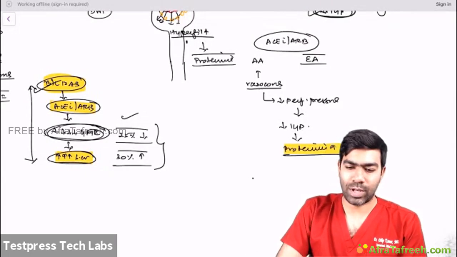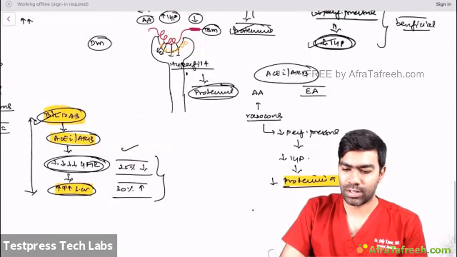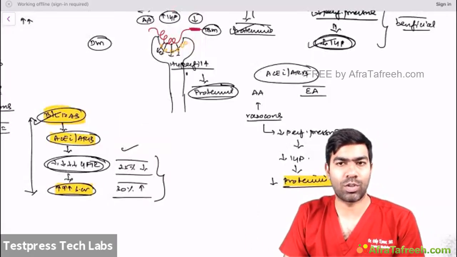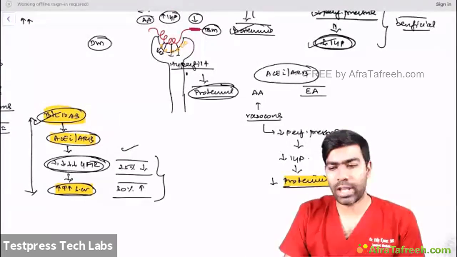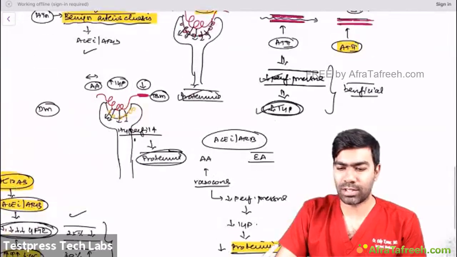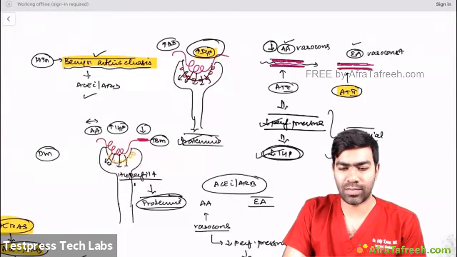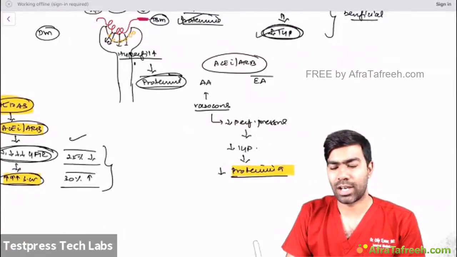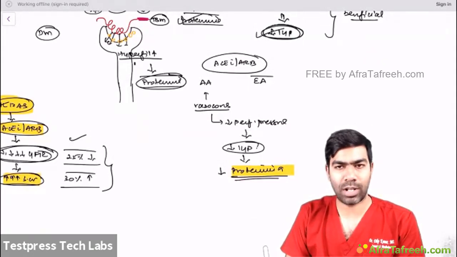So you can see that in the setting of proteinuria, ACE inhibitors especially become highly beneficial, irrespective of the cause. It could be hypertension, it could be diabetes, doesn't matter. There are two take-home points here. The main reason for proteinuria is increased intraglomerular pressure. This high IGP is the main reason for development of proteinuria. And ACE inhibitors, especially in pathological states, are able to reduce the proteinuria by dramatically reducing the intraglomerular pressure.